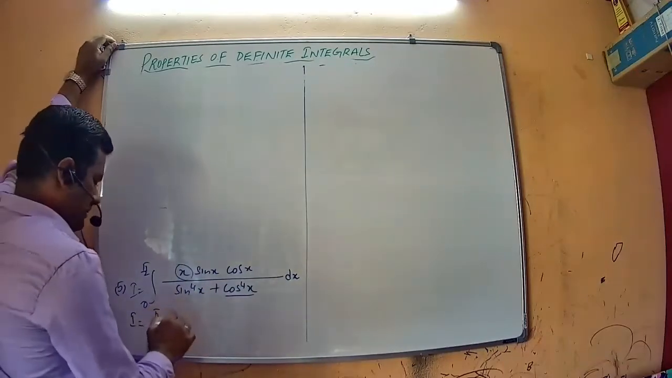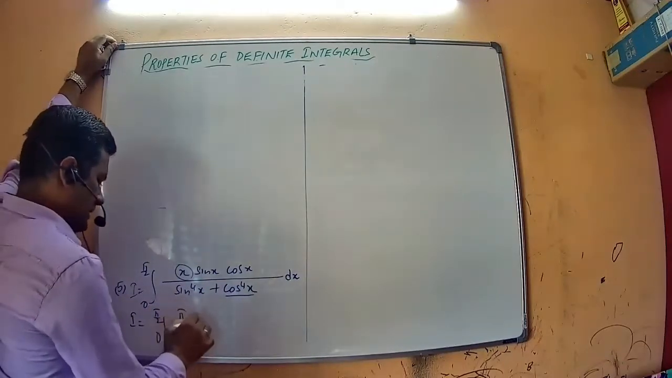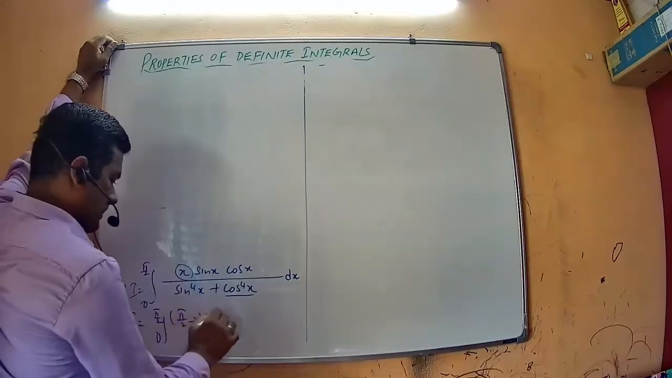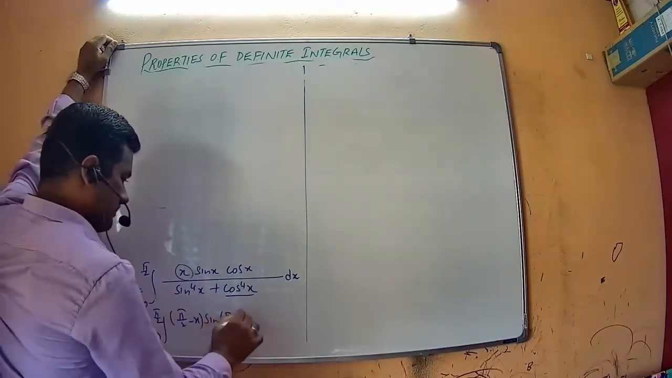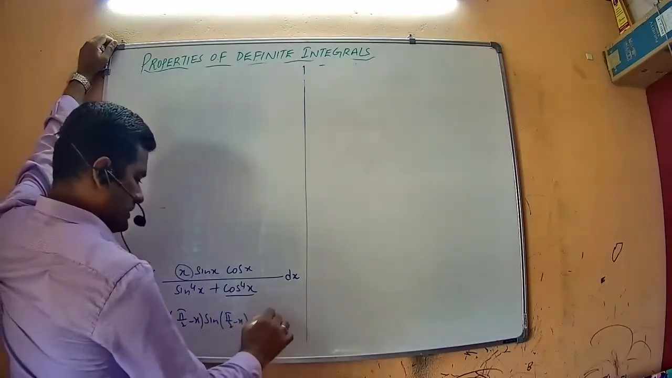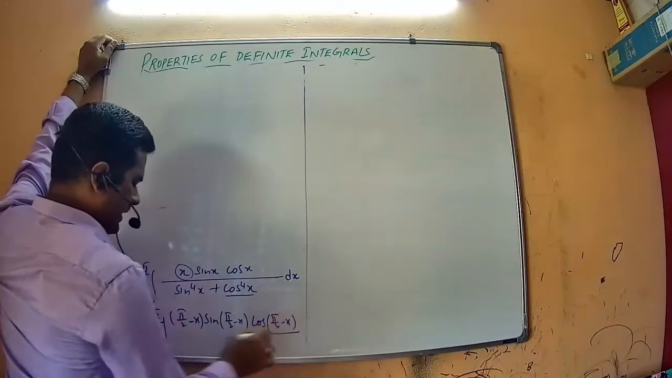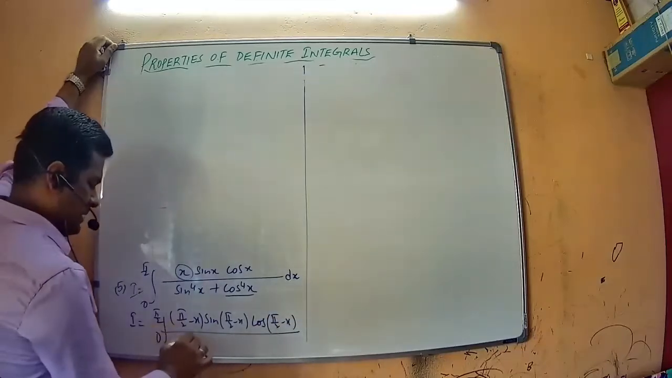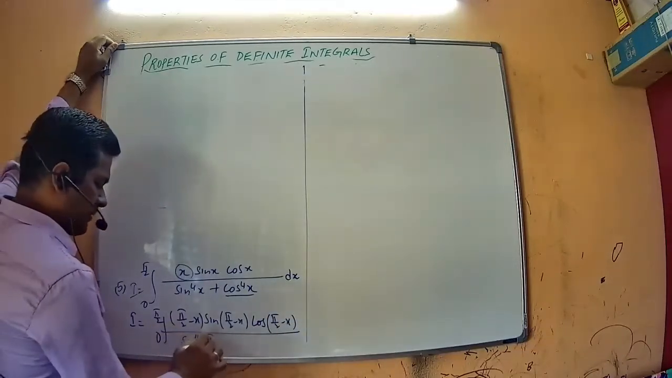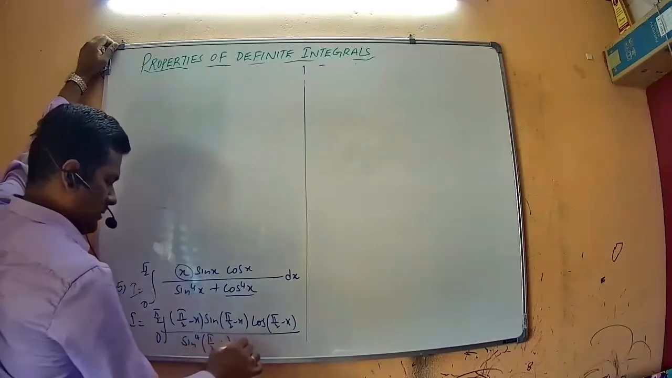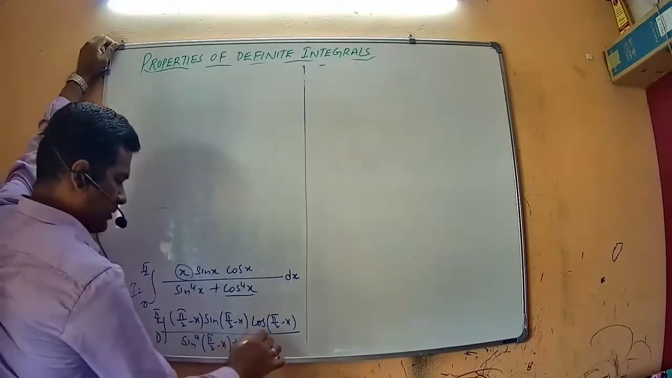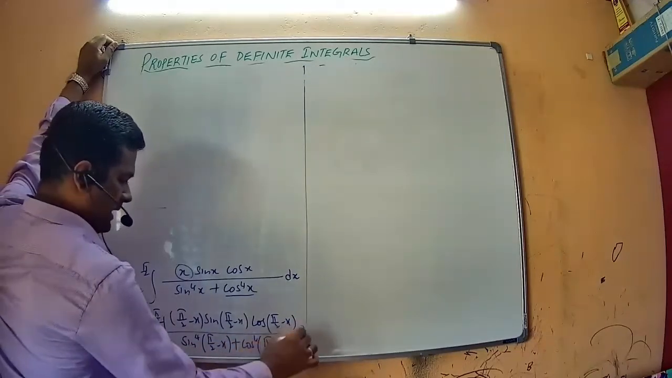0 to pi by 2. Yes, this is pi by 2 minus x. Sine of pi by 2 minus x, cos of pi by 2 minus x. Because the lower limit is 0, we can write it as upper limit minus x. That is what I am trying to do here: sine power 4 of pi by 2 minus x plus cos power 4 of pi by 2 minus x dx.